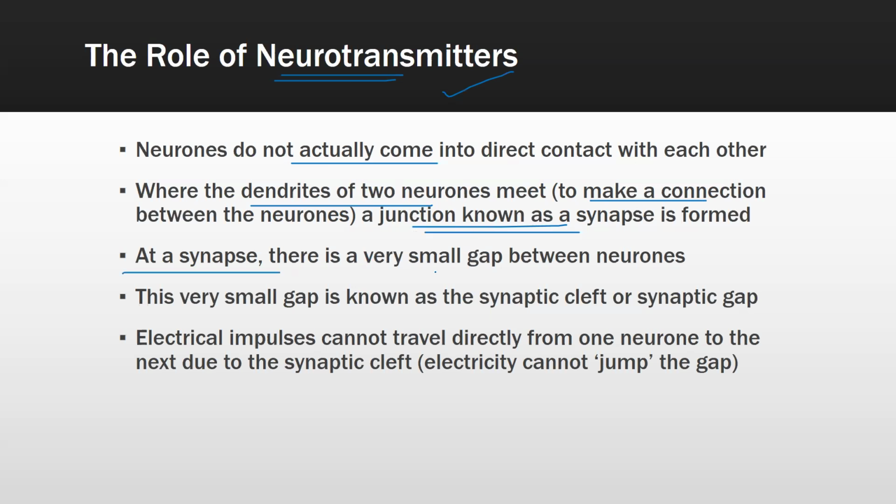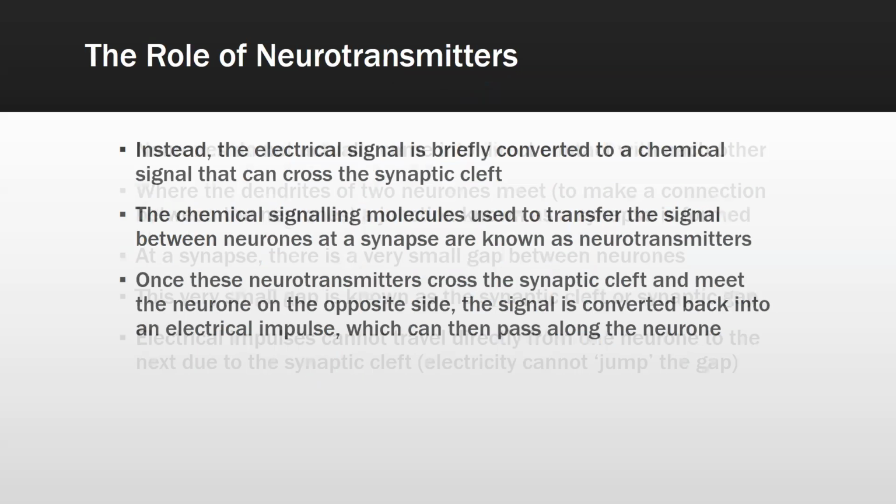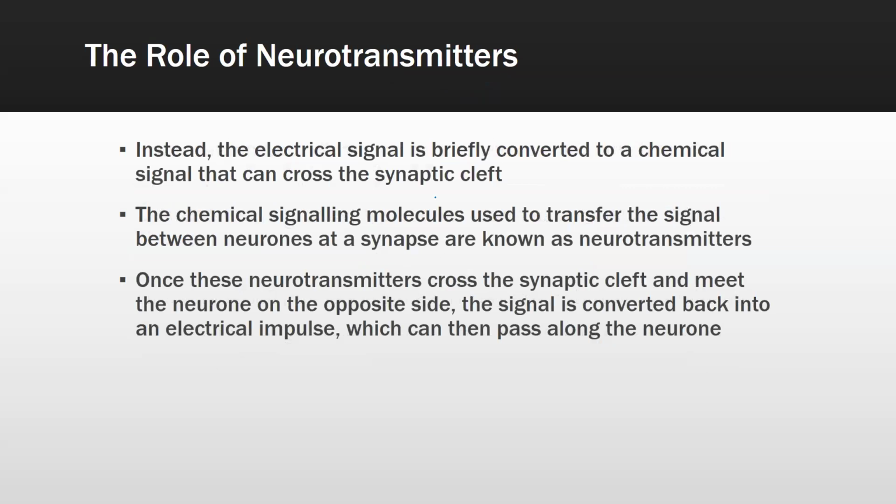At a synapse, there is a very small gap between the neurons. That gap is known as the synaptic cleft. Electrical impulses cannot travel directly from one neuron to the next due to the synaptic cleft. For example, just like electricity cannot jump, the electric signal cannot jump across the gap. Hence, that electric signal is converted into a chemical signal, which we call a neurotransmitter. The chemical signaling molecules used to transfer the signal between neurons at a synapse are known as neurotransmitters.